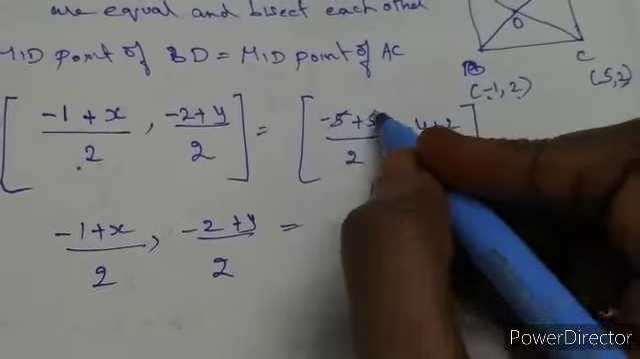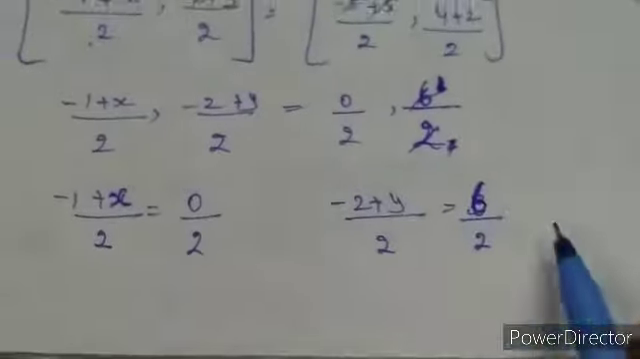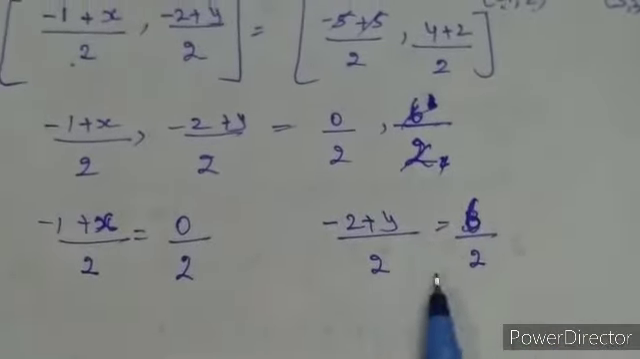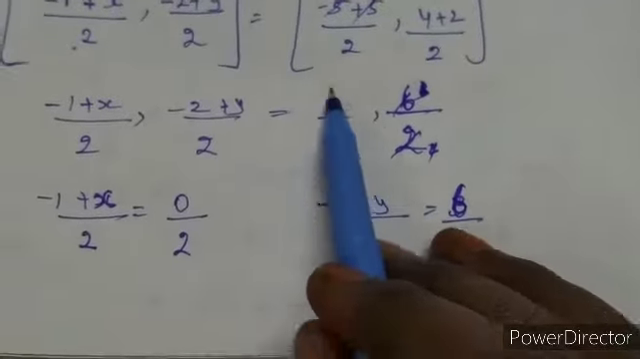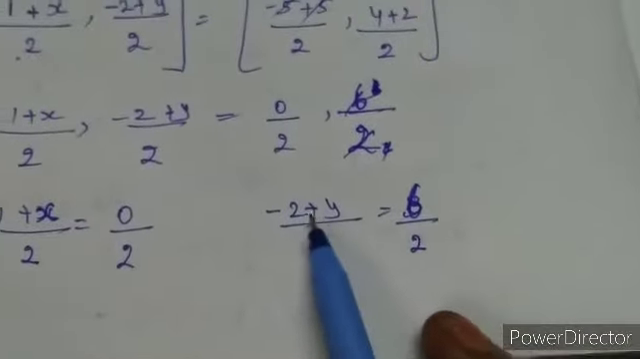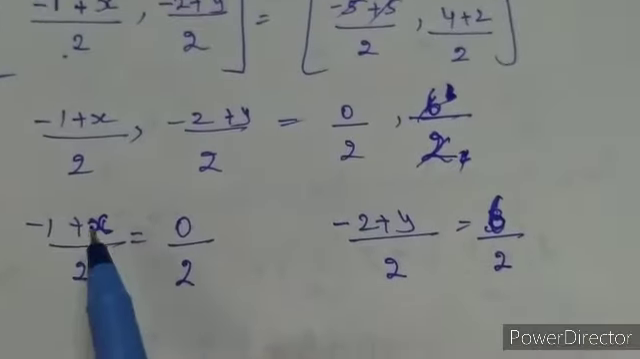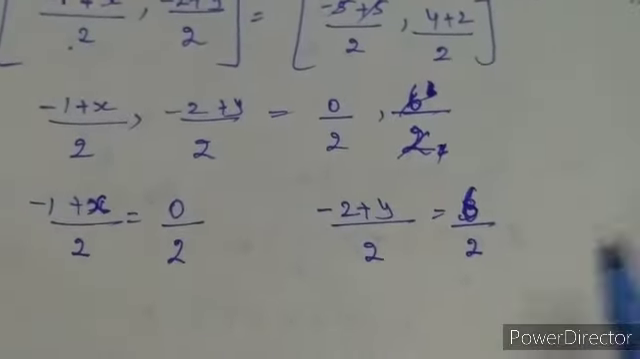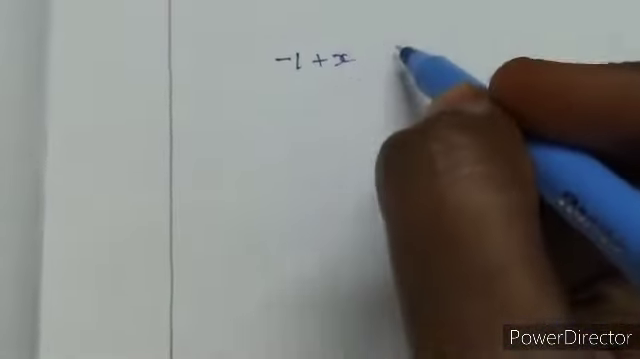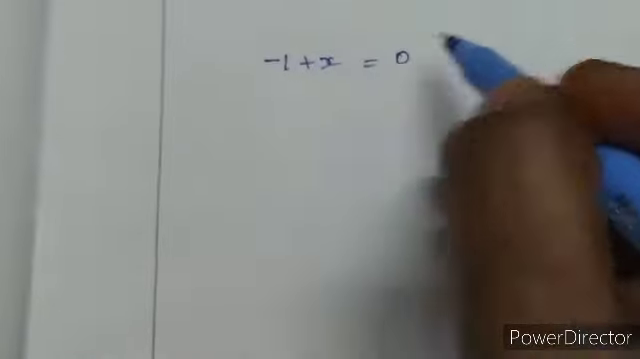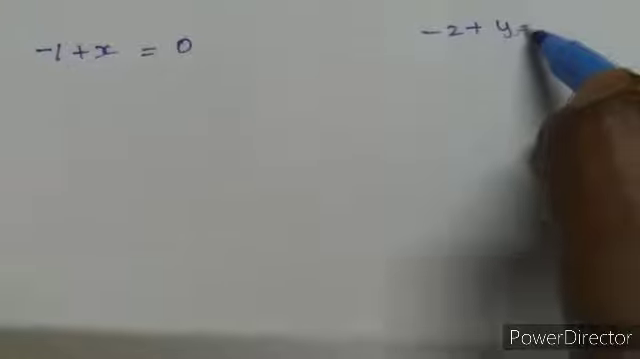So, I can simplify this: 0 by 2, comma, 4 plus 2, 6 by 2. I am separating them. So, minus 1 plus x by 2 equal to 0 by 2, minus 2 plus y by 2 equal to 6 by 2. To get the value of x and y, as the bases are same, minus 1 plus x equal to 0, and on this side minus 2 plus y equal to 6.